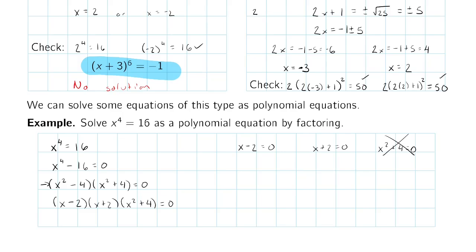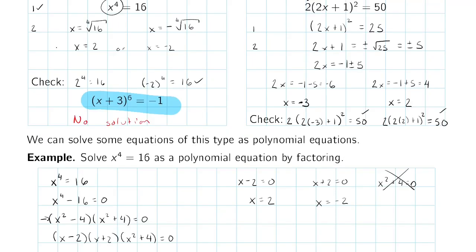x minus 2 is 0 means x is 2. x plus 2 is 0 means x is -2. Notice those are the same solutions that we got with the even root property. So again, if we can solve it both as a polynomial equation and as a power equation, we'll get the same solutions. Usually taking the roots is going to be the easier way.